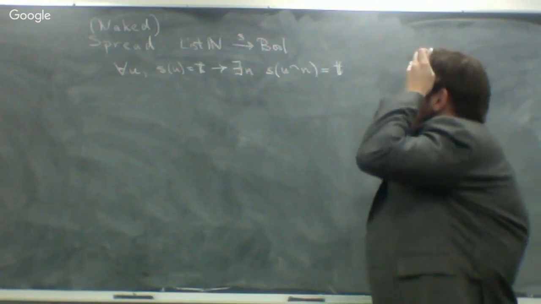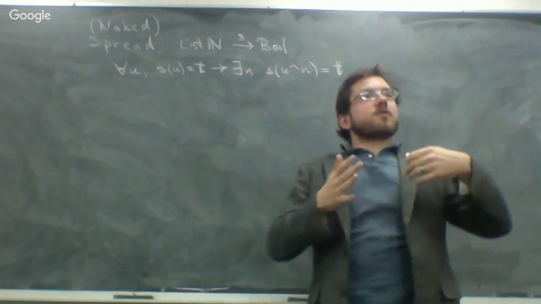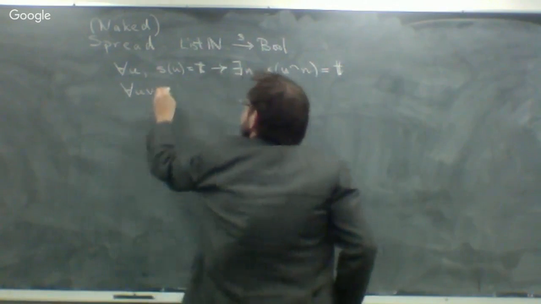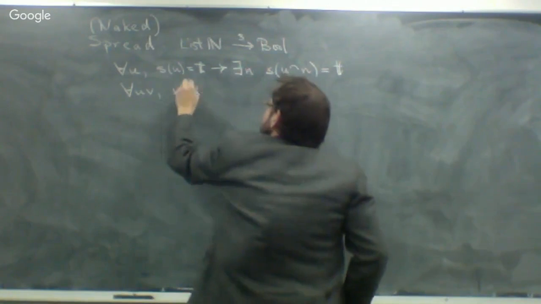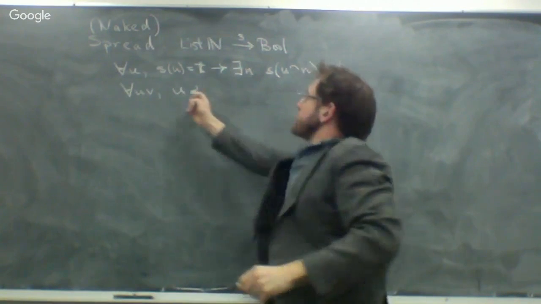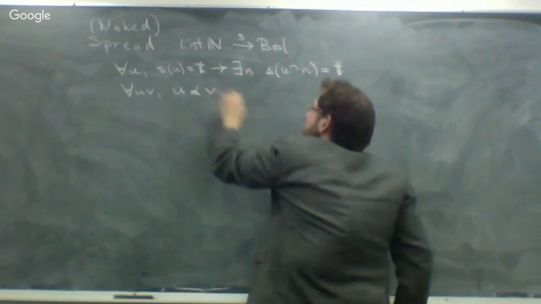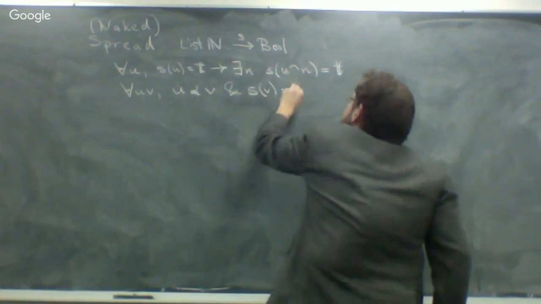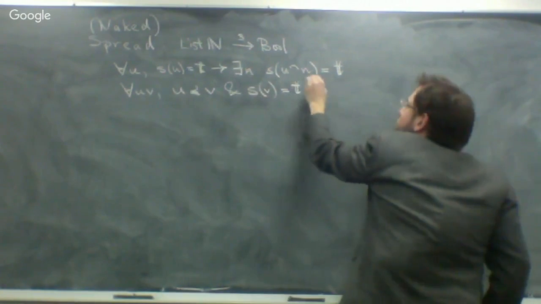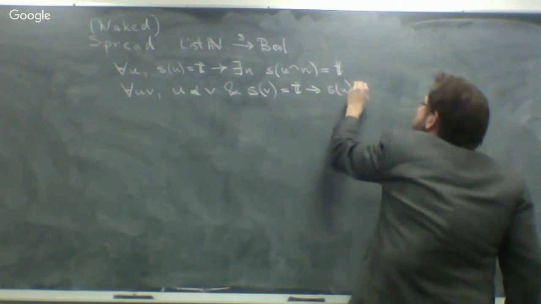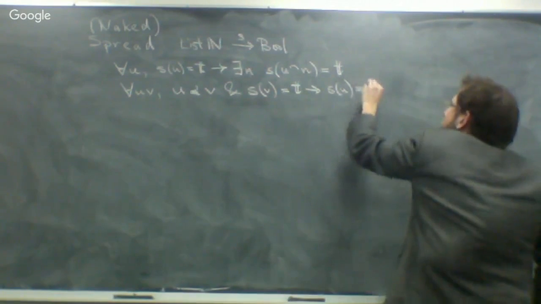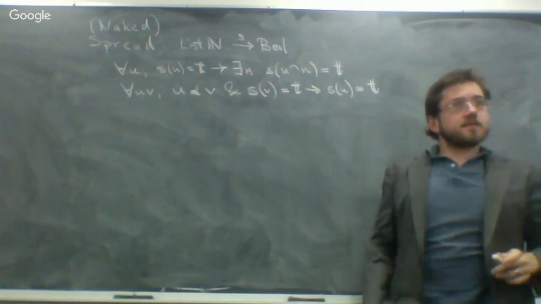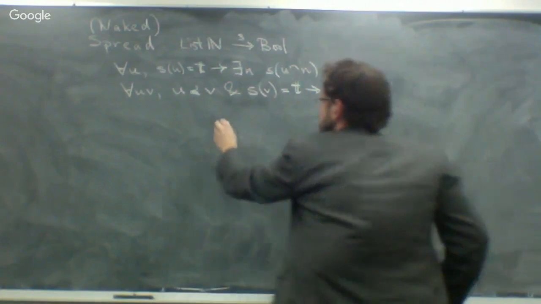Okay, and then it has to be downward closed. So for all U and V, if U is an initial segment of V, which I'm going to write like this, and V is in the spread, then U is in the spread too. Hope I got that right. Make sense? So we picture it something like this as a tree.